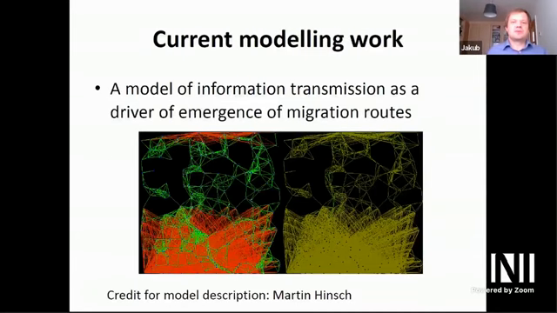The work that I'd like to talk about, the example, will be a model of migration, or rather migration route formation, with particular focus on the role of information transmission. And at this stage, what I'll be showing now is still a theoretical model. It's a data-free model in a traditional sense, but I will still show the applicability of statistical tools for model analysis later on. This is with credit to Martin Hinch, who is the modeler.